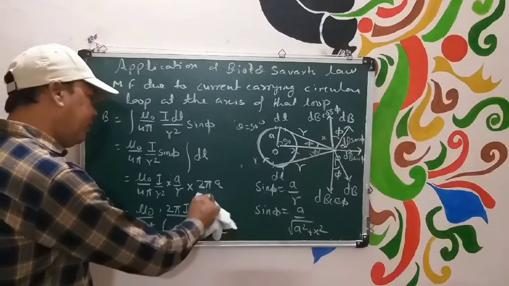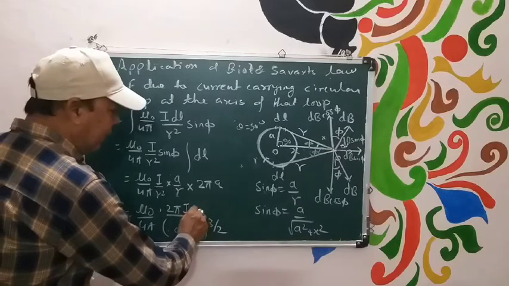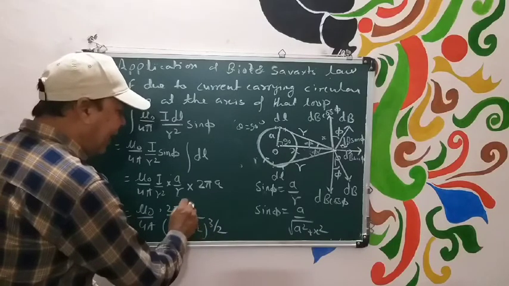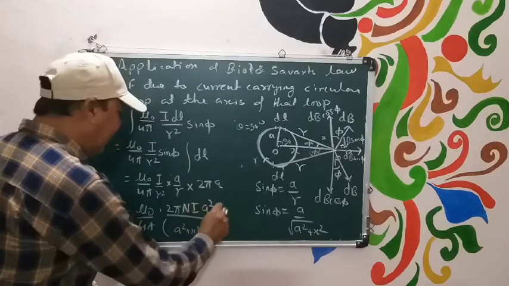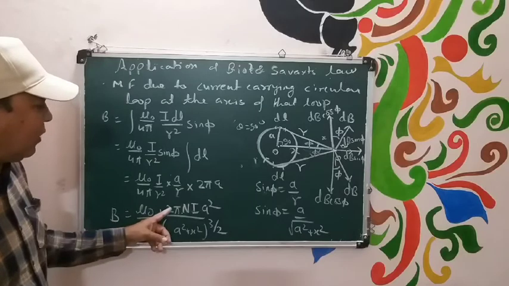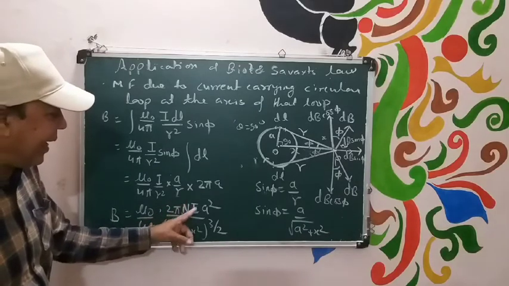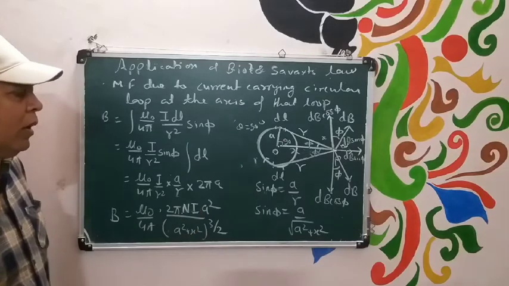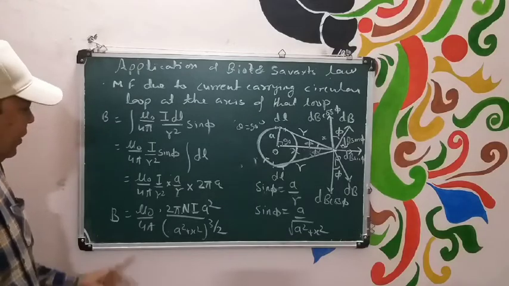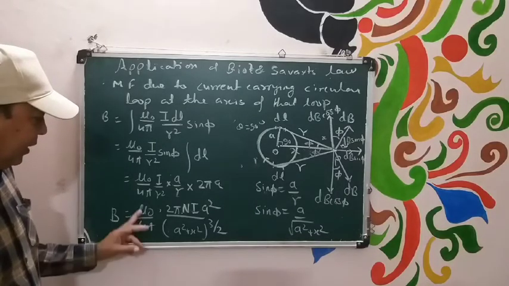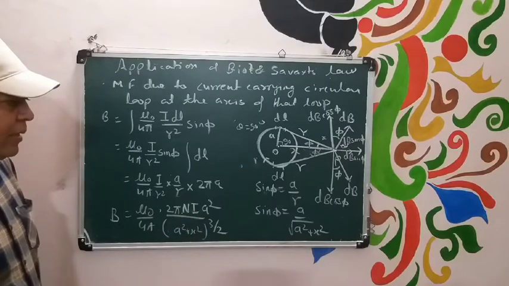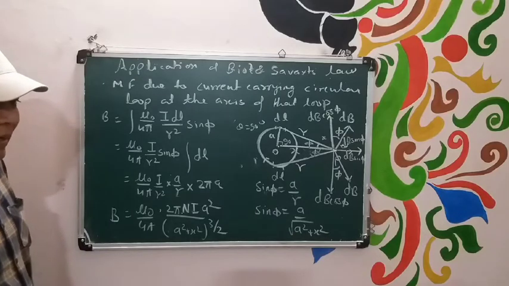Now, if instead of I, you are having n loops, so you can write 2 pi n I a square. That means magnetic field will become n times. So mu naught upon 4 pi should be equal to 2 pi n I a square upon a square plus x square raised to power 3 by 2. This is the magnetic field B. B is equal to mu naught upon 4 pi 2 pi n I a square upon a square plus x square raised to power 3 by 2.